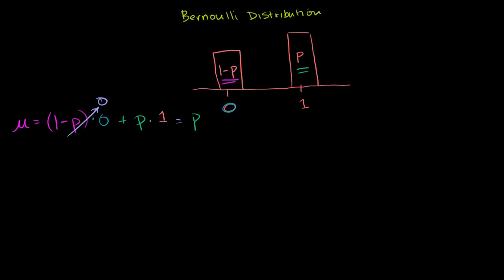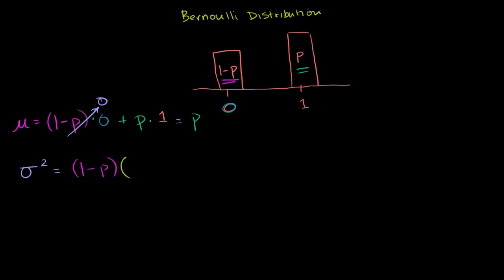Now, what is going to be the variance of this distribution? Remember, that is the weighted sum of the squared distances from the mean. Now, what's the probability that we get a 0? We already figured that out. There's a 1 minus p probability that we get a 0. So that is the probability part. And what is the squared distance from 0 to our mean? That's the value we're taking on.